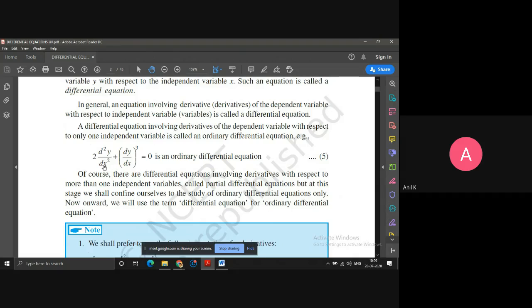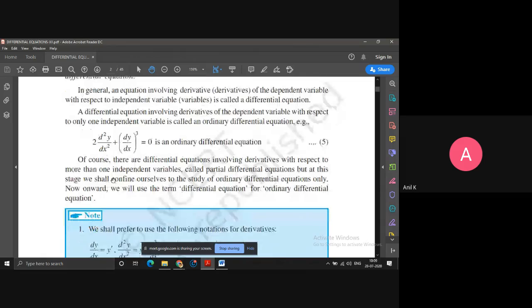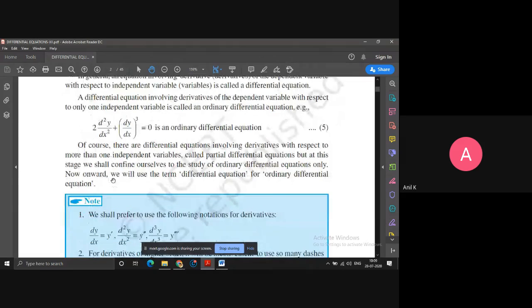We don't have them in this differential equation chapter. Maybe if you go for higher classes, you will study about them. For now, we'll restrict ourselves to ordinary differential equations, that is, the derivative of a dependent variable with respect to one independent variable.